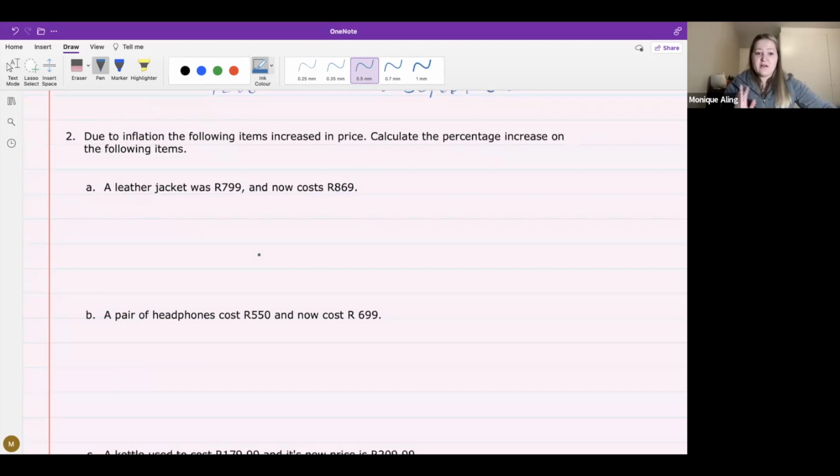Same formulas, just a different scenario, because now we're looking at increased prices. So due to inflation, the following items increased in price. Calculate the percentage increase on the following items. So keywords here, percentage increase. Okay, so that means we should get a positive number and we look at the prices. It was 799, a leather jacket, and it now costs 869. So the price has increased.